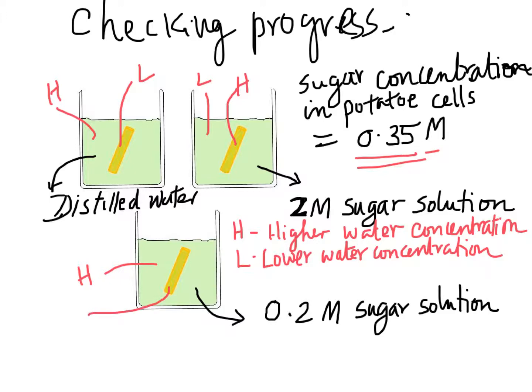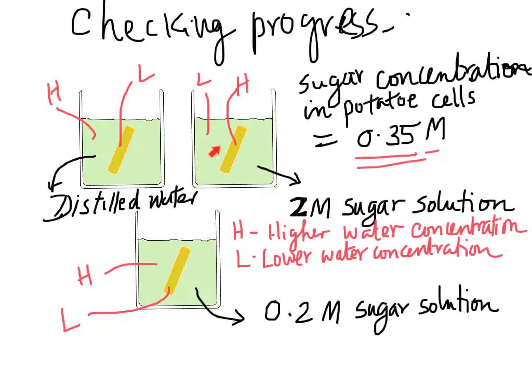So high sugar, low water. So now it's again easier to predict what will happen in this case. The water will move from an area of higher concentration to a lower concentration. So water will move in, the mass of this potato cylinder will increase.